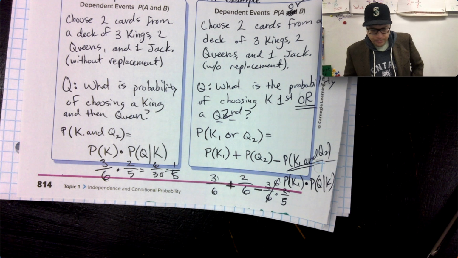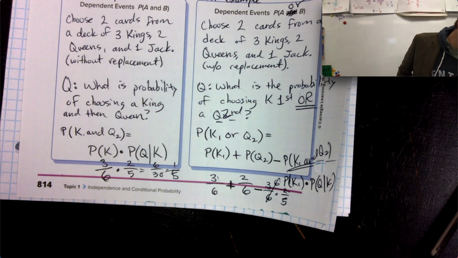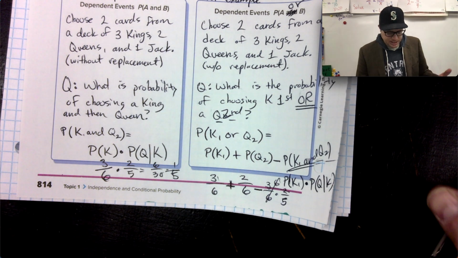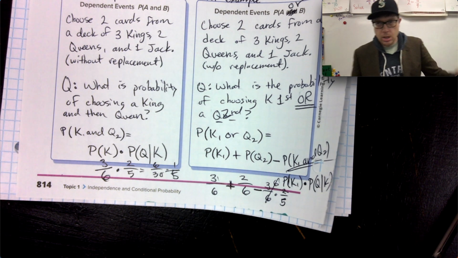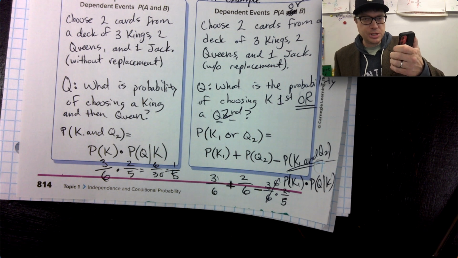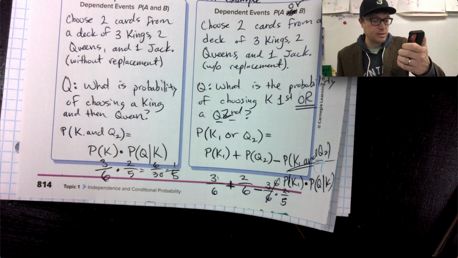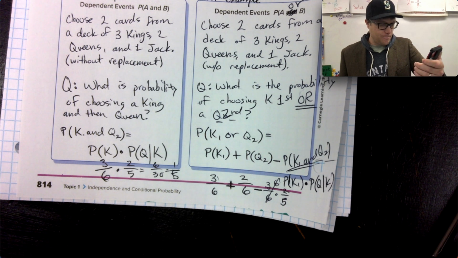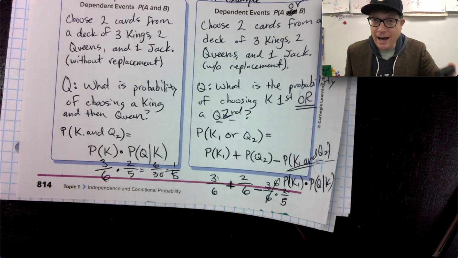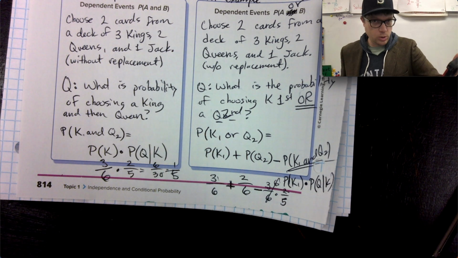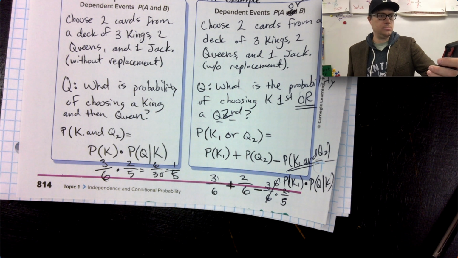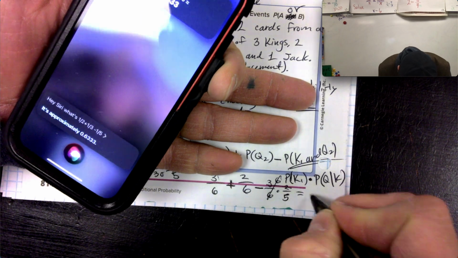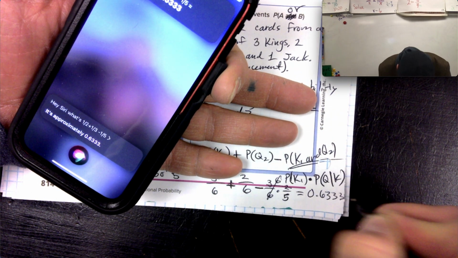Oh, I need some help. Where is my phone? Hey, Siri. Hey, Siri, what's 3/6 plus 2/6 subtracted by 1/5? Hey, Siri, what's 3/6 plus 2/6 minus 1/5? Nope. Hey, Siri, what's 1/2 plus 1/3 minus 1/5? It's approximately 0.6333.